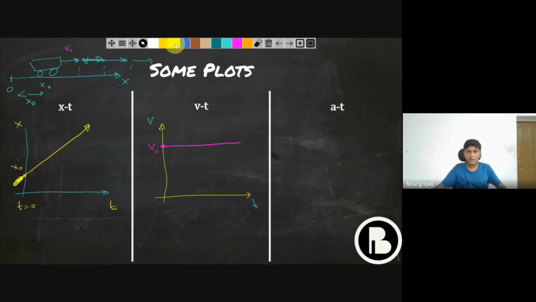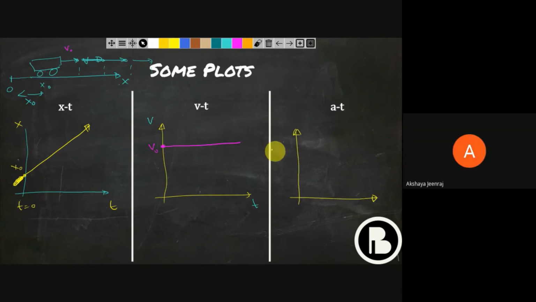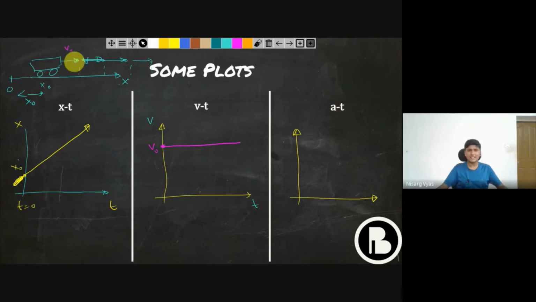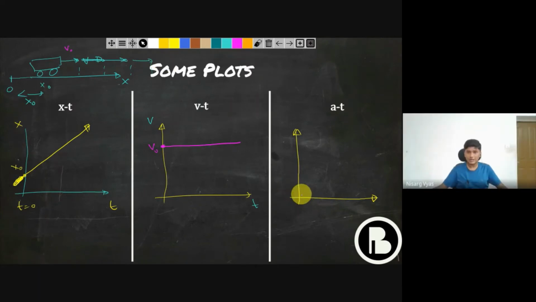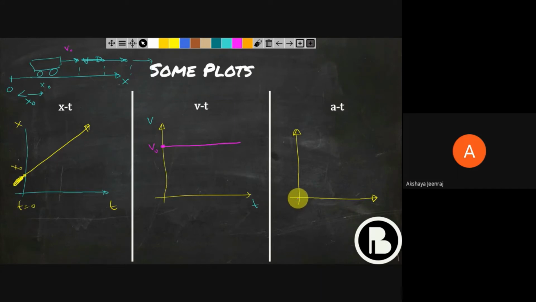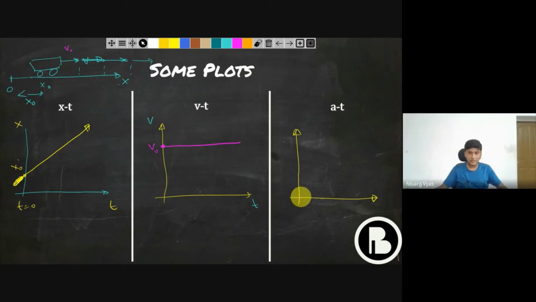Yes. And what about the at plot, Akshaya? Sir, it's a curve, like a parabola. Do you think this guy has any acceleration? It is traveling with constant velocity. No, sir, it will be 0. Yes. So what should be the plot? On the x-axis, right? So this should be the plot, on the x-axis, because it is not having any acceleration.